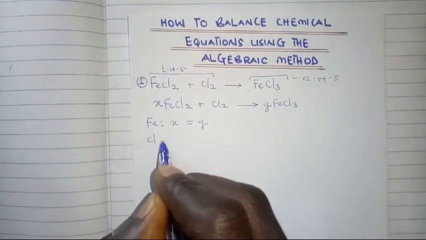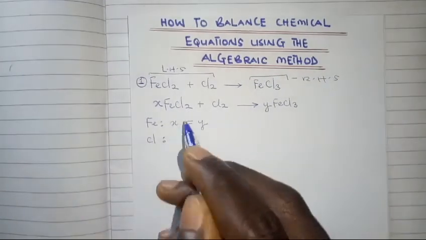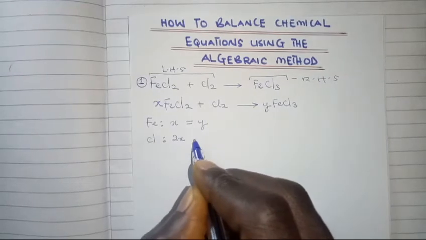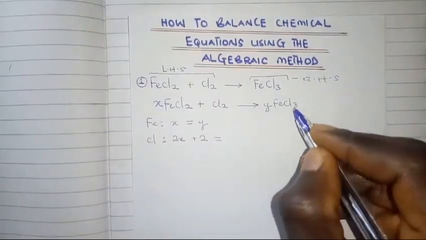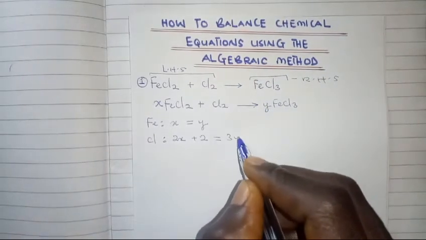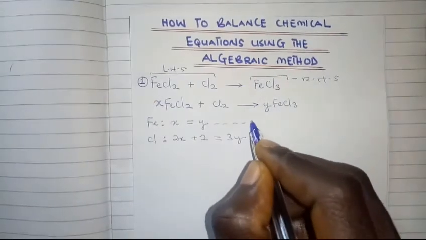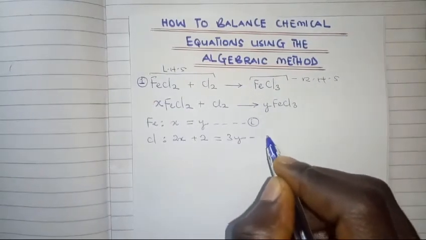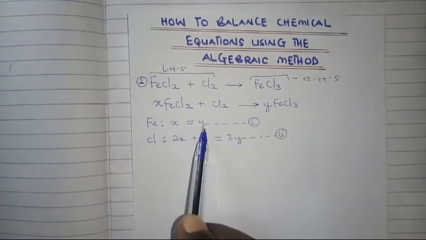Now for chlorine, on this side we have 2 multiplied by this X, which gives you 2X, plus 2. And on this side, we have 3 atoms of chlorine, but you multiply by this y, so that's going to be 3y. So that means we have 2 equations sticking out here. The first equation is x is equal to y.